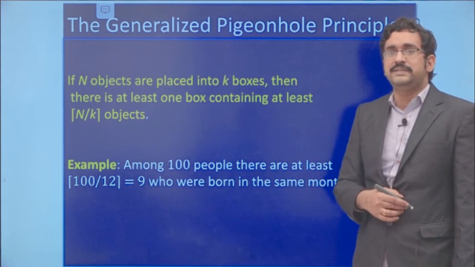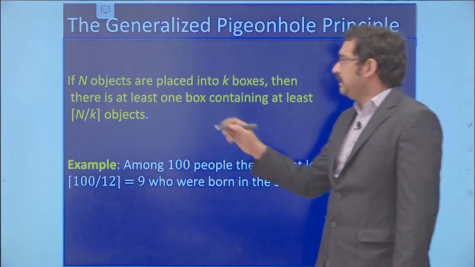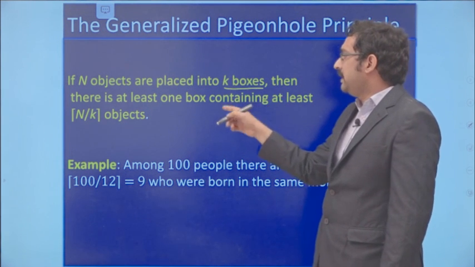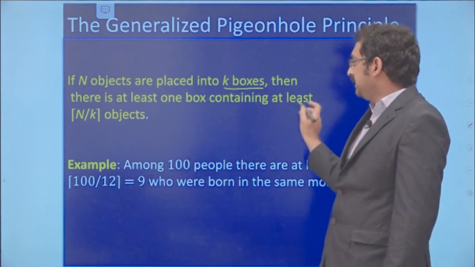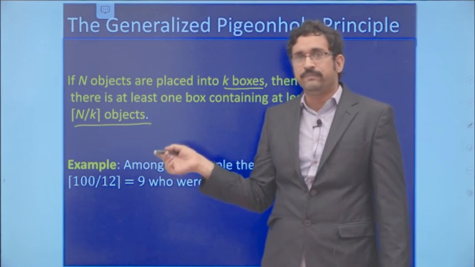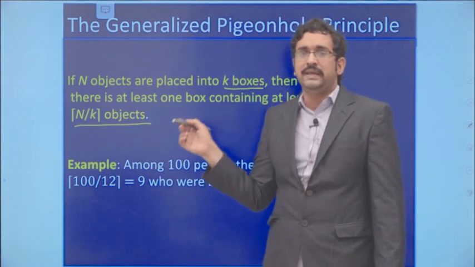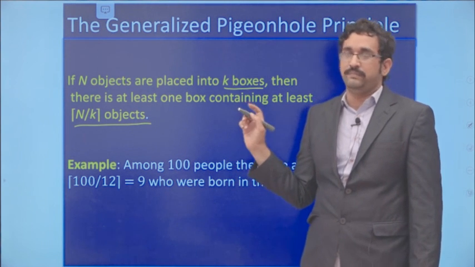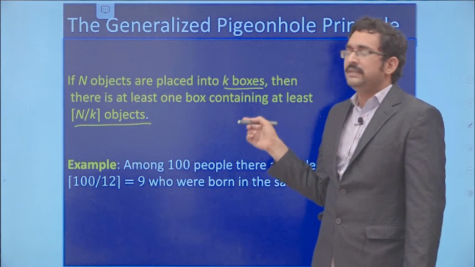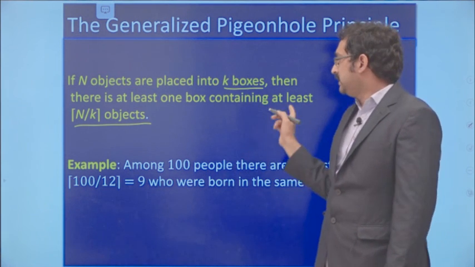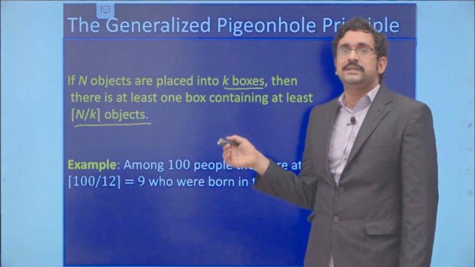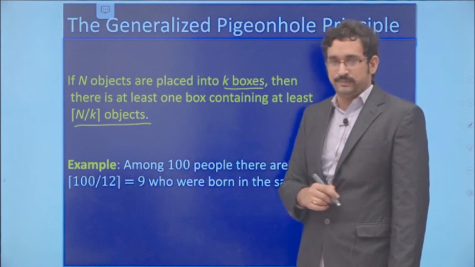Next, the generalized Pigeonhole principle. If n objects are placed into k boxes, then there is at least one box containing at least the floor function of n by k objects. If n objects are to be kept in k boxes, then there will be at least one box containing at least n by k objects. This is the generalized Pigeonhole principle.